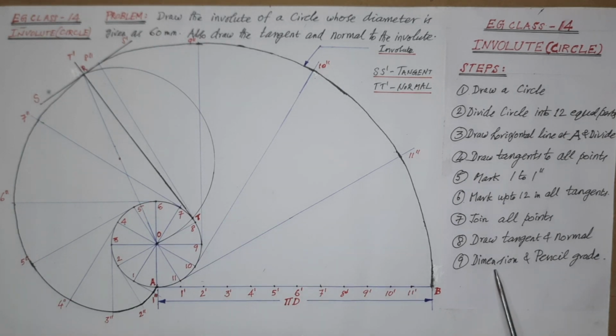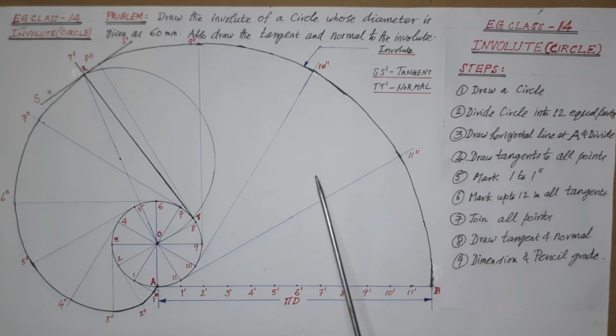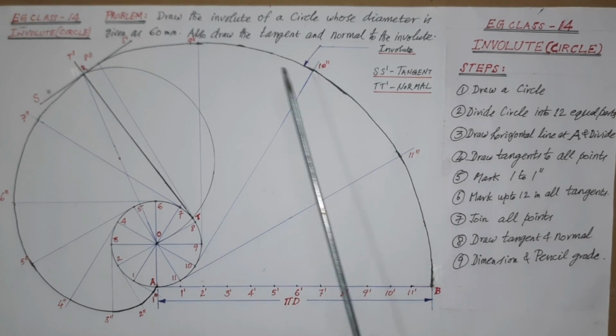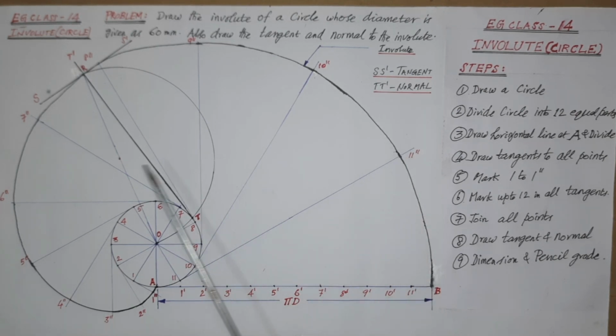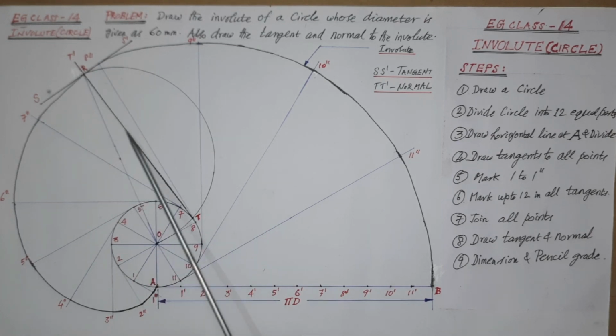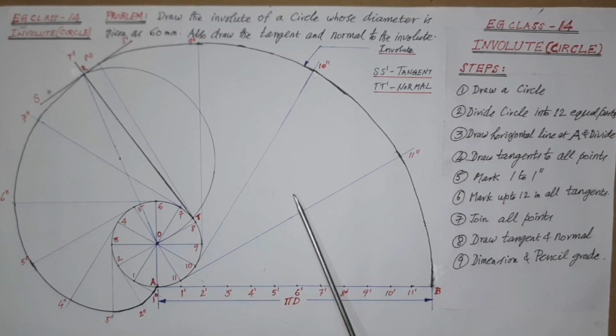Now, as per step 9, dimension and pencil grade are to be checked. Already we have mentioned the dimension here as pi d. Next we have to mention the name of the curve, like involute. Then the tangent and normal should also be written as shown here. An HB pencil may be used for dark lines to draw the involute, tangent and normal, and a 2H pencil may be used for the thin and supporting lines as shown here.